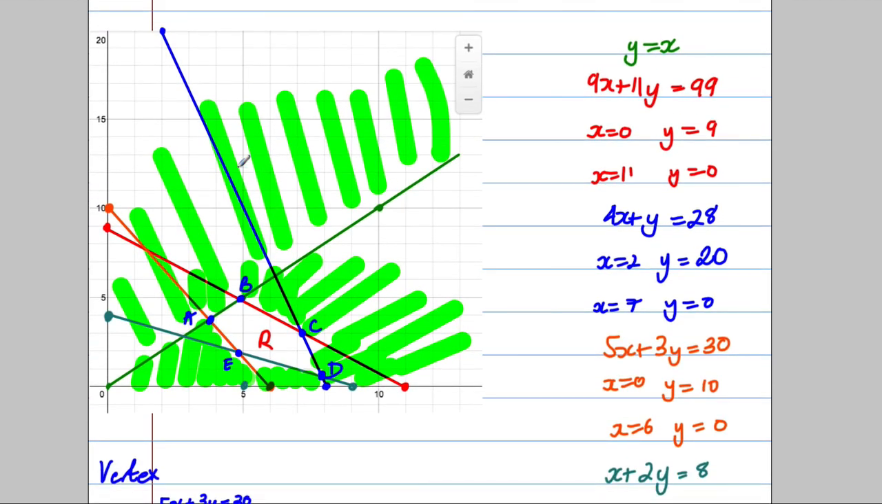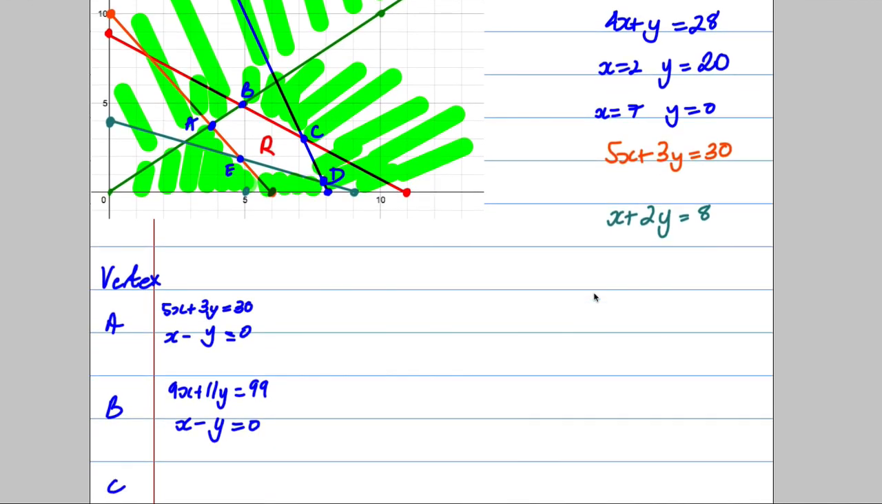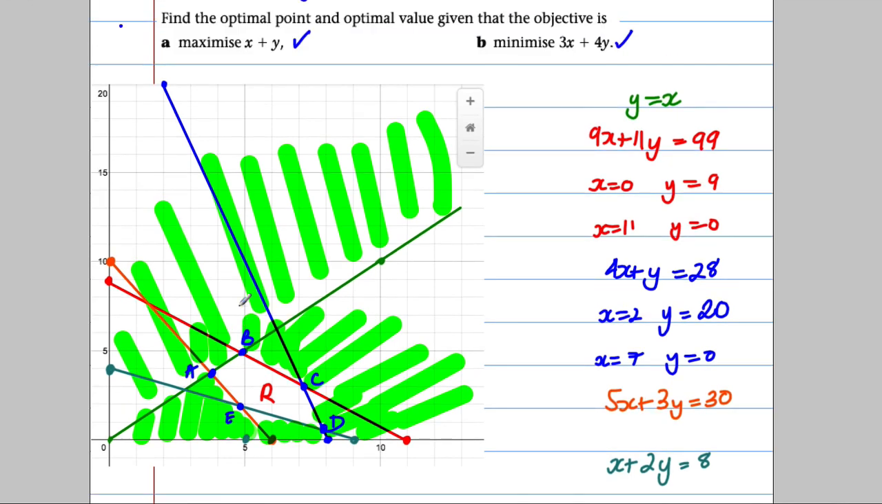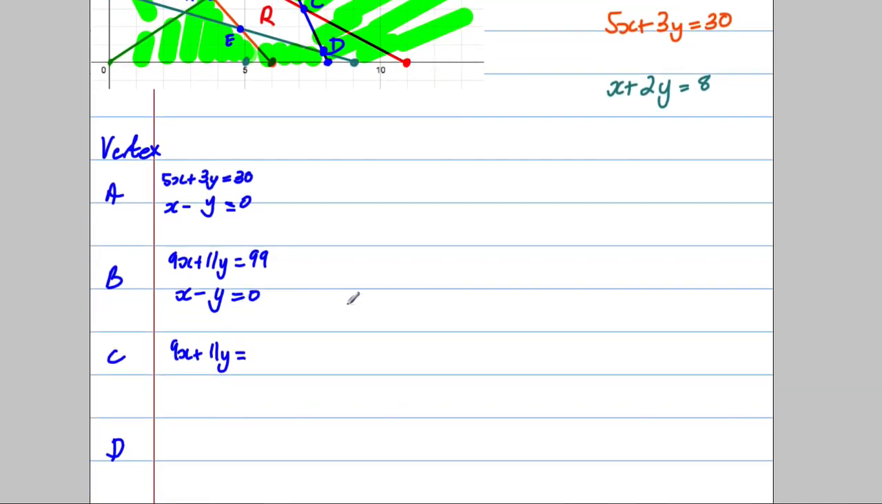For C, the blue meets the red. So that's going to happen where 9x plus 11y is equal to the blue, which is 4x plus y is 28. So 4x plus y is equal to 28.